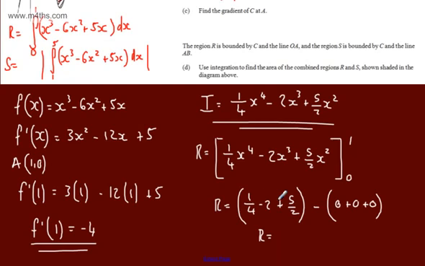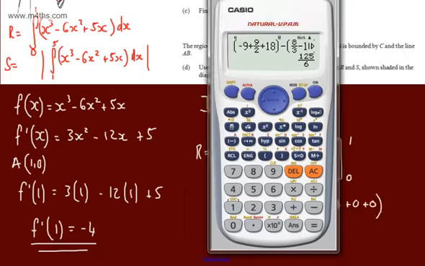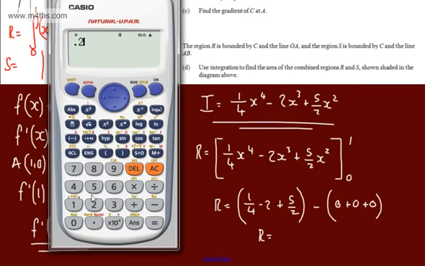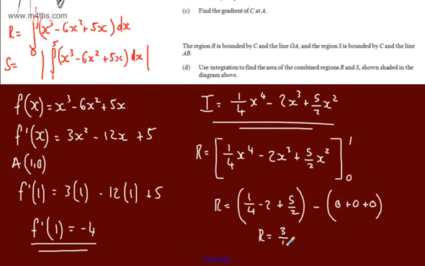Let me put that in a calculator, I don't know why my brain's not working. 0.25 minus 2, sorry, plus 2.5. So plus 2.5, what's it going to give me? 3/4. Okay, so R is 3/4. So that's that area right here. Okay, so we found that one.